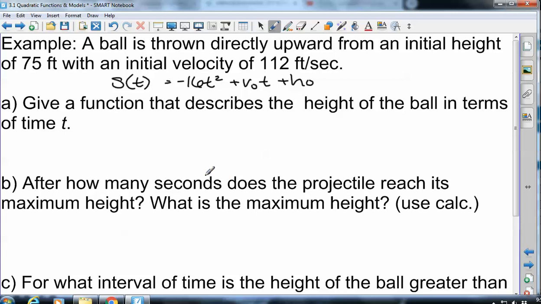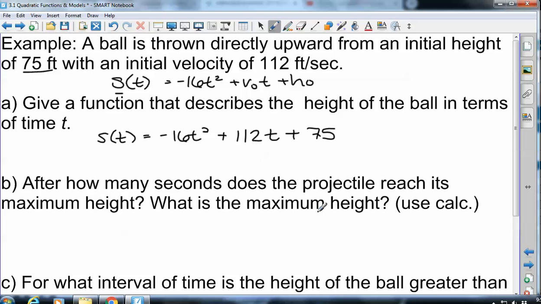So part A, give a function that describes the height of the ball in terms of time t. So when I say that, S and t are going to stay, but you have to replace the v sub 0 and h sub 0. What did I tell you v sub 0 represented? The initial velocity. What was the initial velocity in this problem? 112. Plus h sub 0. What did I tell you h sub 0 was? Initial height, which was 75. So in part A, you just have to plug in for those two variables.